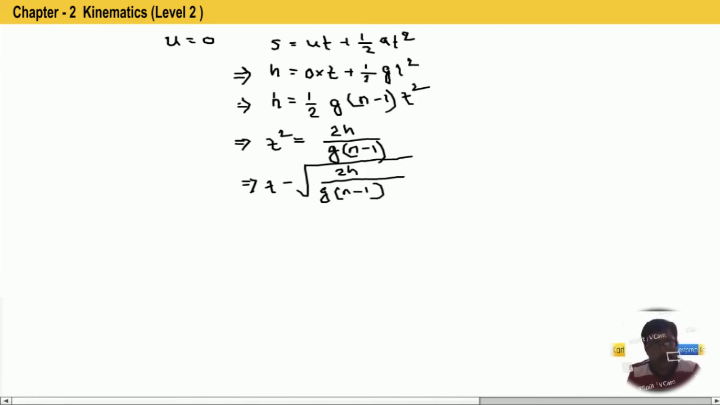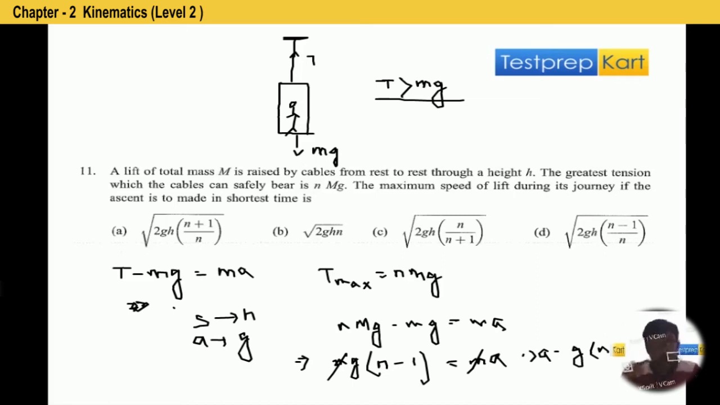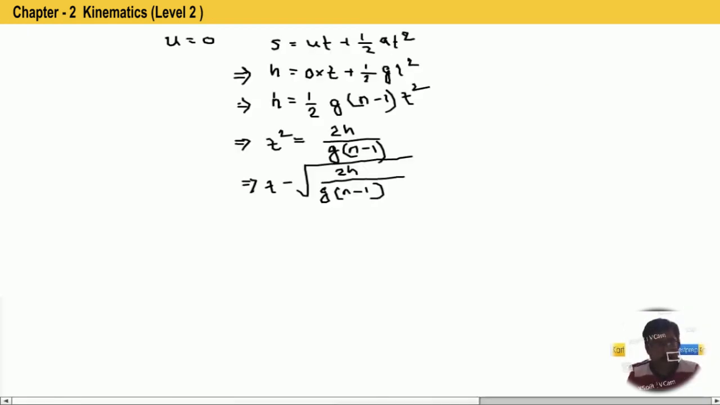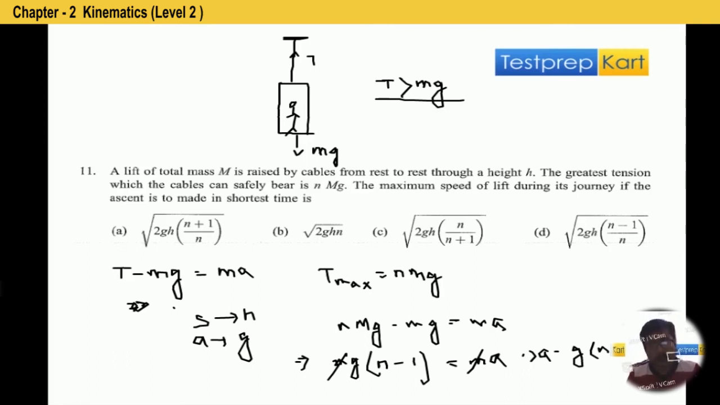The question is the maximum speed of the lift during its journey, if the ascent is to be made in the shortest time. This is the shortest time, that I have given over here. Now, t value is root over 2h by g into n minus 1. Root over 2gh, it can't be the answer, right? Now the value here becomes 2h.